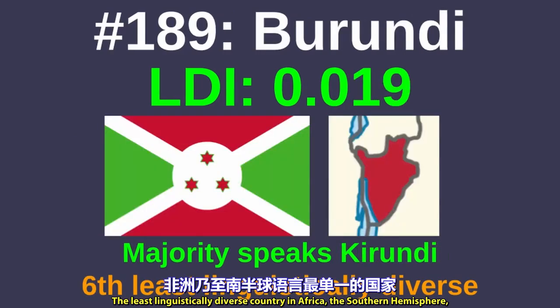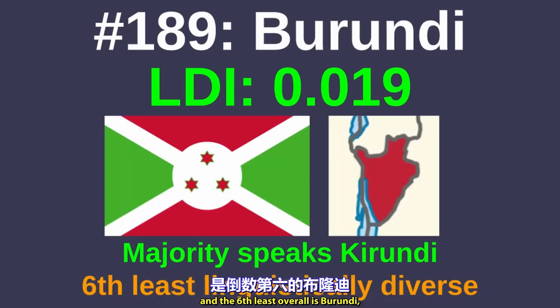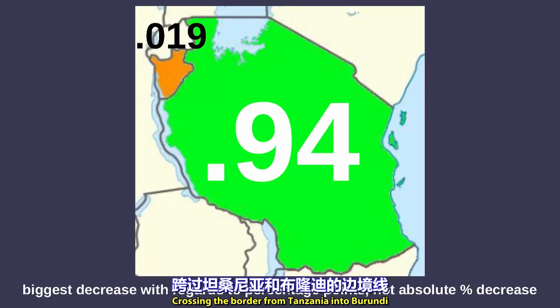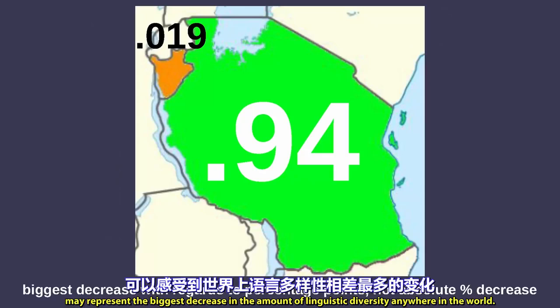The least linguistically diverse country in Africa, the Southern Hemisphere, and the 6th least overall is Burundi, where the vast majority speaks Kirundi, contributing to its LDI score of 0.019. Crossing the border from Tanzania into Burundi may represent the biggest decrease in the amount of linguistic diversity anywhere in the world.